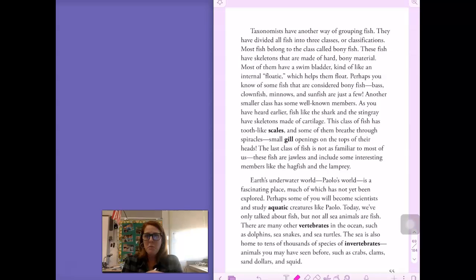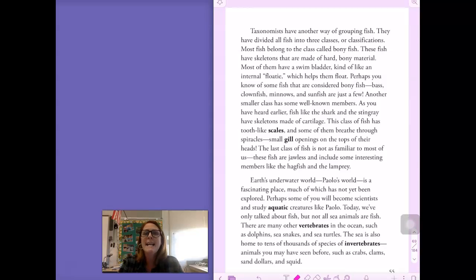Taxonomists have another way of grouping fish. They have divided all fish into 3 classes or classifications. Most fish belong to the class called bony fish. These fish have skeletons that are made of hard, bony material. Most of them have a swim bladder, kind of like an internal floaty, which helps them float. Perhaps you know of some fish that are considered bony fish. Bass, clownfish, minnows, and sunfish are just a few.